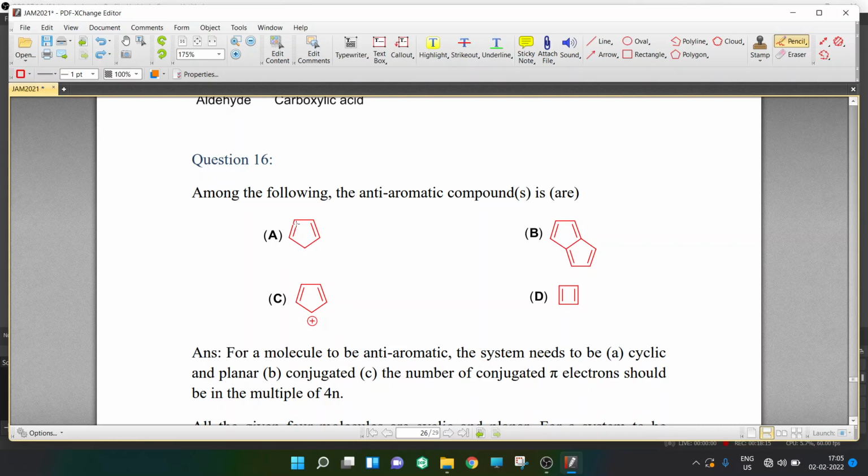So you see this pi bond is there. This pi bond is overlapping with this pi bond, but it cannot overlap here because there is no vacant p orbital. There is no p orbital at all. It is sp3 hybridized. So this is not conjugated. You can get out of this immediately.